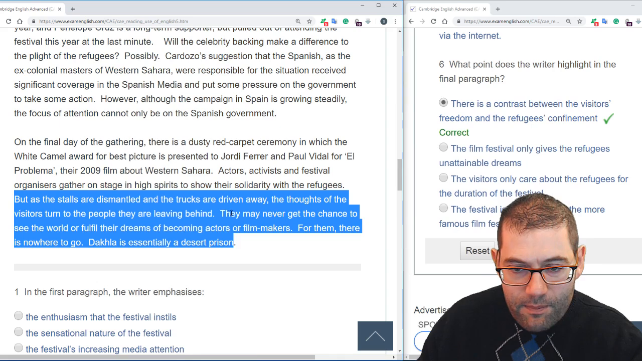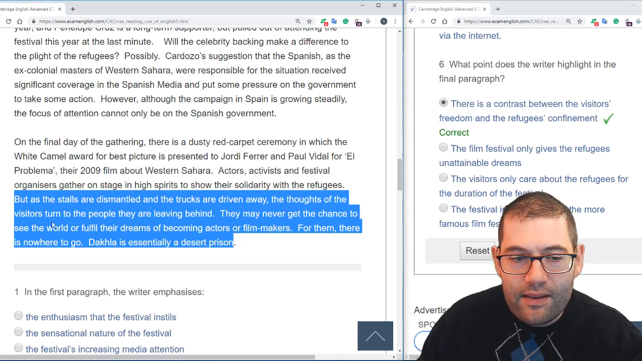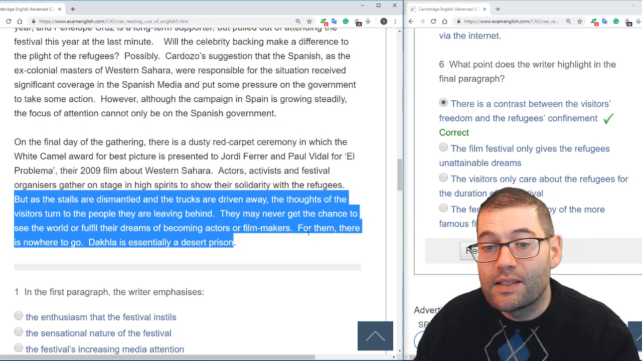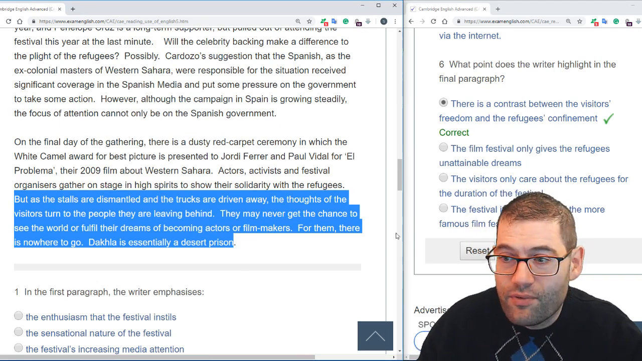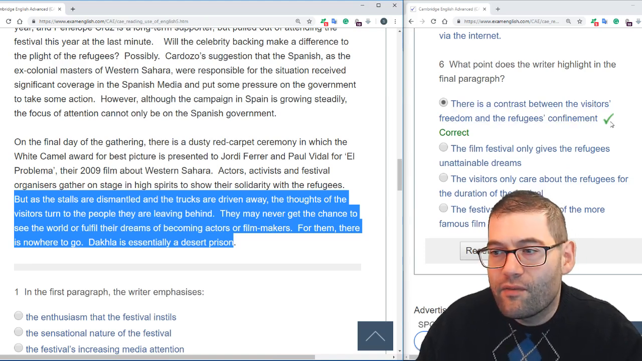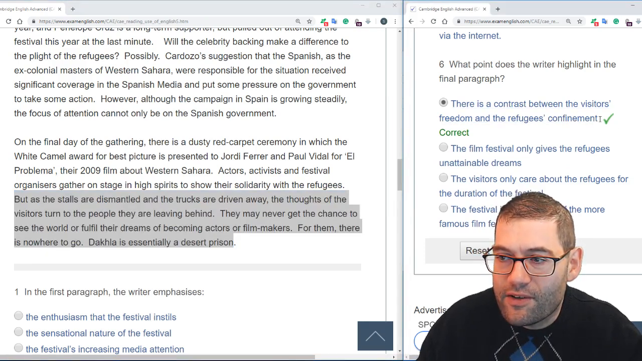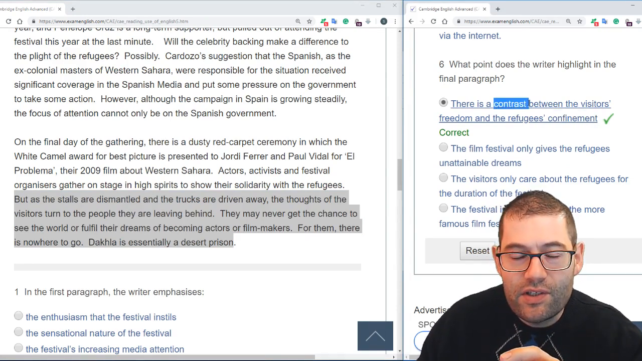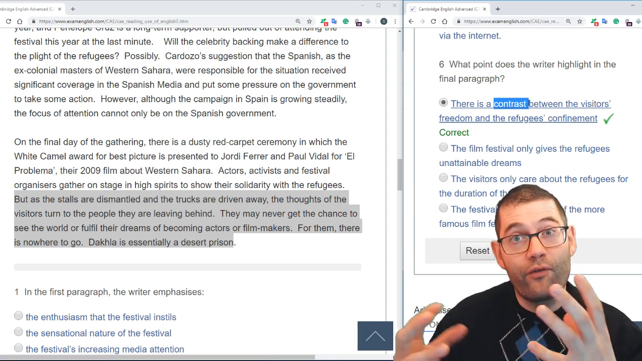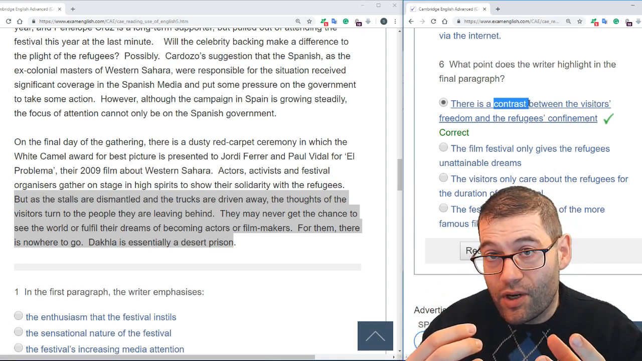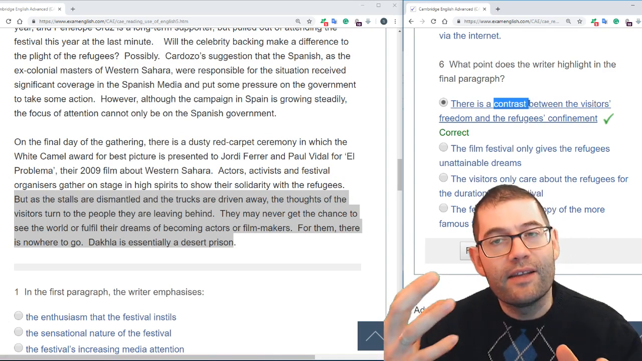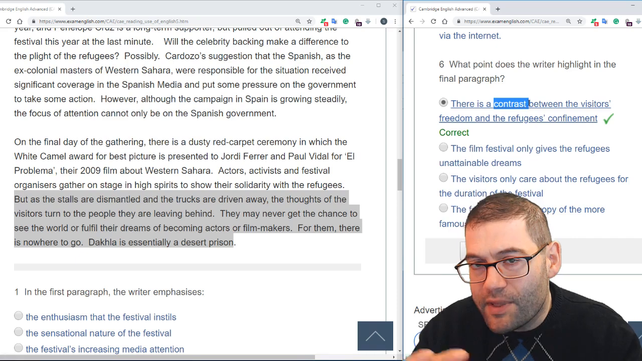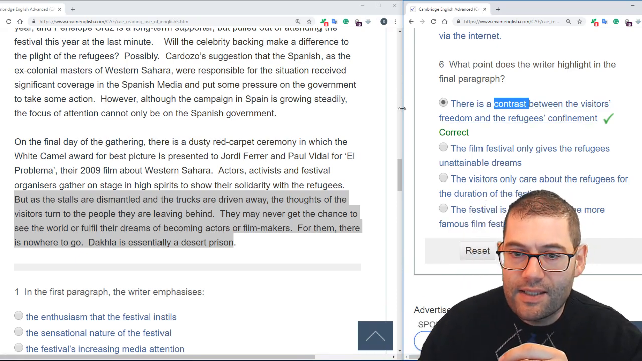The refugees may never get the chance to see the world or fulfill their dreams of becoming actors or filmmakers. For them, there is nowhere to go. Darkla is essentially a desert prison. So prison is another vocabulary link to, I can't move that arrow, to confinement. And the idea that the visitors are going home means that they are free, and that then paints the contrast between freedom to go home and the imprisonment or confinement of staying where you are. So here we've got nice vocabulary links that connect the answer to A.